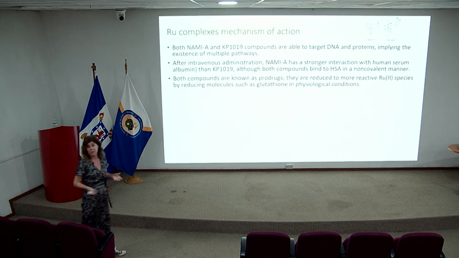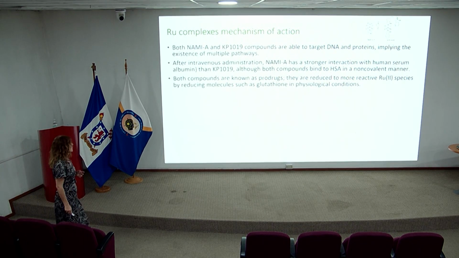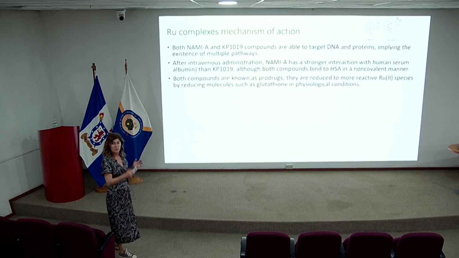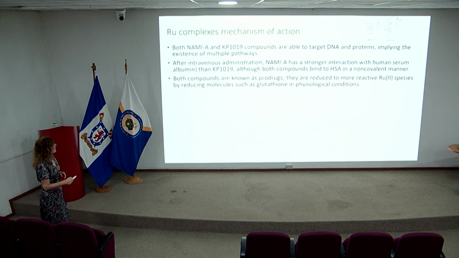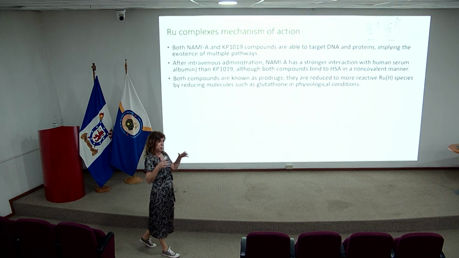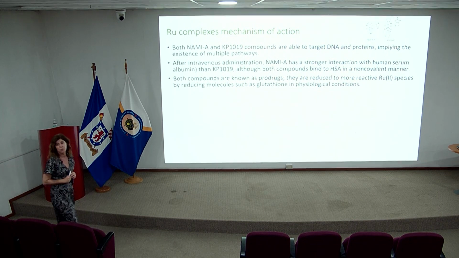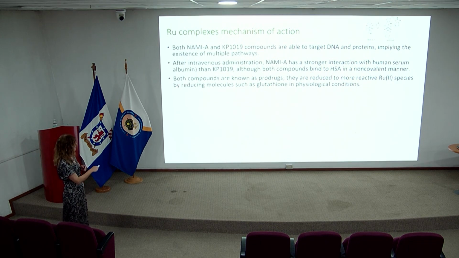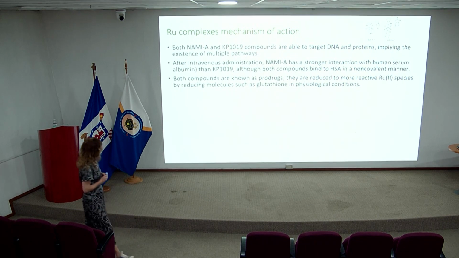But as I've told you yesterday, albumin transports anything, either coordinated or through intermolecular interactions. There is something very interesting which is valid for these two compounds, but also for other metals, ruthenium drugs, is that typically what we administer, what we prepare are ruthenium-3, and then inside the cell they are reduced to ruthenium-2, which are more reactive. And this reduction occurs with molecules such as glutathione and ascorbic acid.